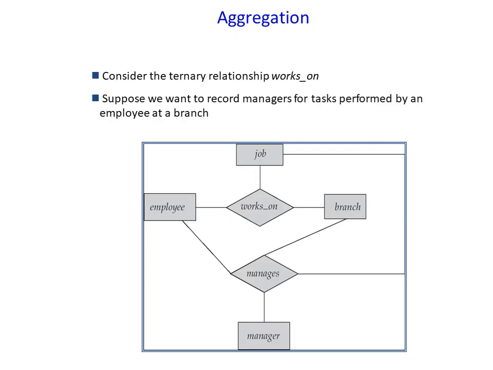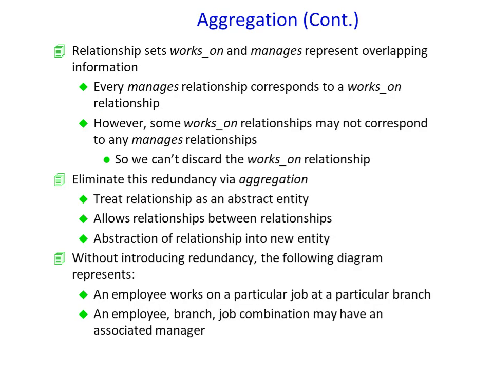So the next one is aggregation. Consider the ternary relationship works on. Here works on is a ternary relationship. It has been connected with job, branch, and employee. And the branch, in which you will have a manager, the work of the manager is managed or monitored. So manages is the relationship that will connect employee also. Suppose we want to record managers for tasks performed by an employee at a branch. This is an example.